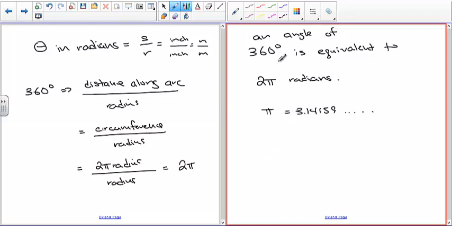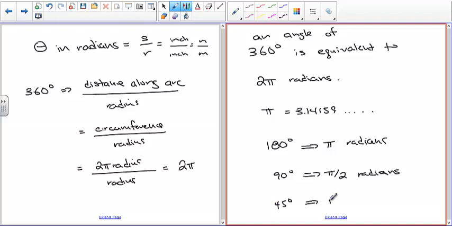Okay, so if 360 degrees is equivalent to 2 pi radians, we could say 180 degrees is equivalent to pi radians. 90 degrees is equivalent to pi over 2 radians. So all we're doing is we're saying half of 360 is 180, half of 2 pi is pi, half of 180 is 90, half of pi is pi over 2. So we did it again, 45 degrees. That's equivalent to pi over 4 radians.